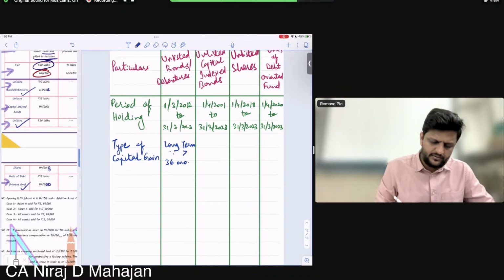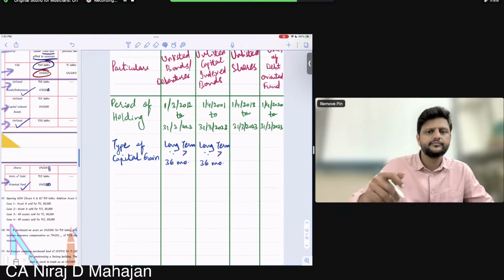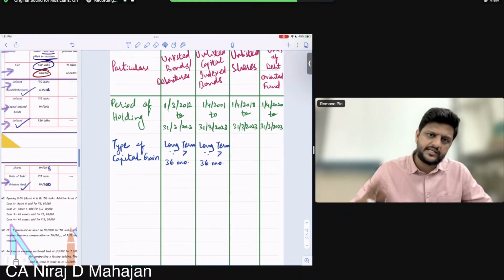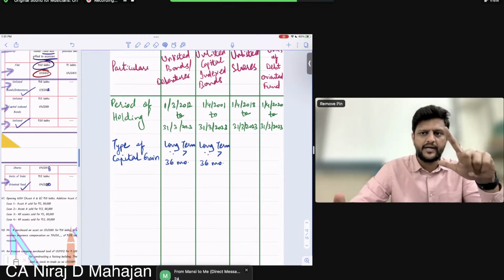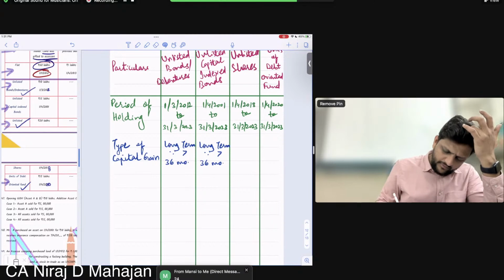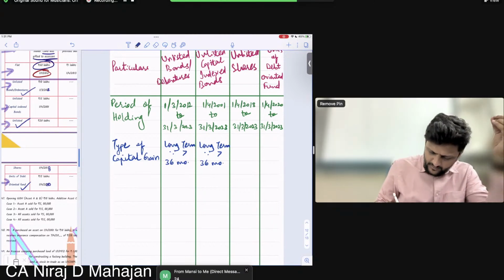Unlisted capital index bonds. Again, same reasoning. Only bachcho unlisted shares have 24 months, remaining have 36 months only. But is the period of holding also more than 36 months? Yes. From 2001 to 2023. Unlisted shares. Tell me, bachcho. What is the period of holding? I mean, not the law. 12, 24 or 36. Correct, bachcho. 24. Okay. And here, is it held for more than 2 years? 19, 20? Yes. So long term, held for more than 24 months.